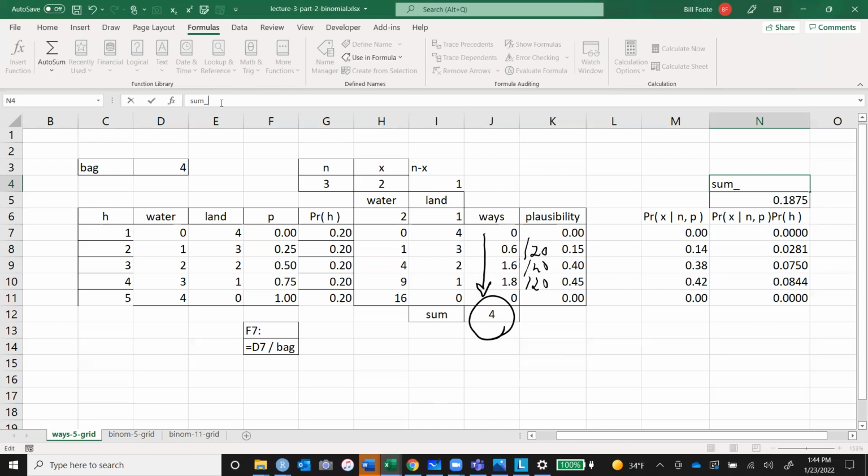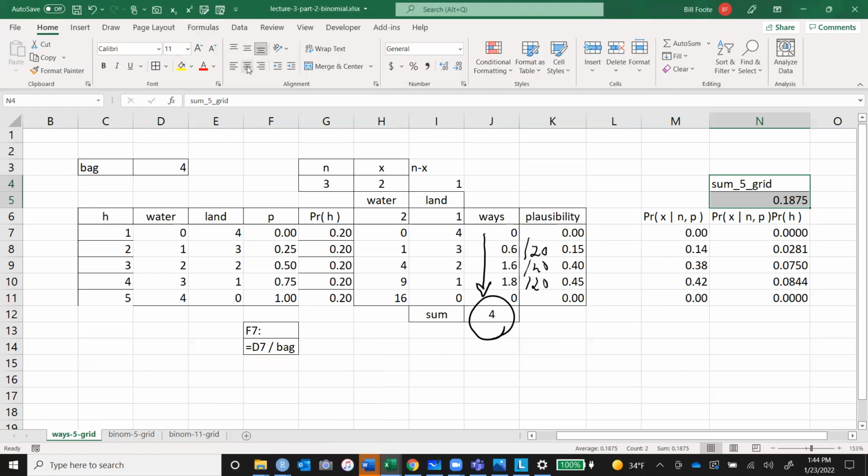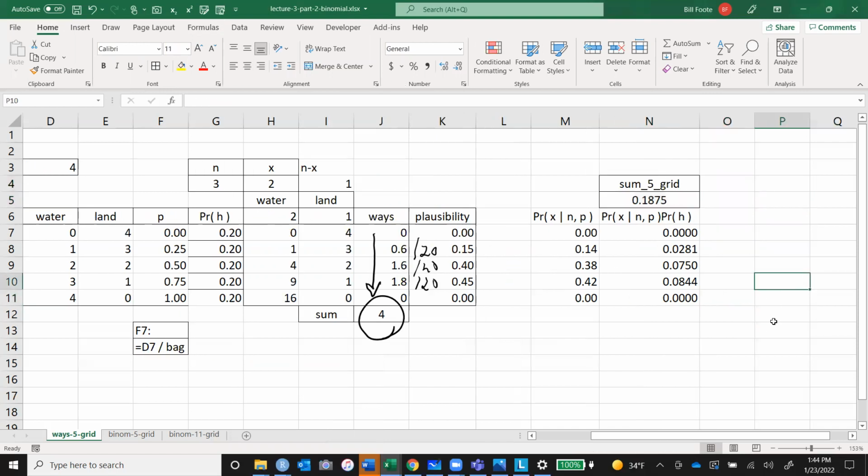let's put in a 5 grid. Okay, so that we have some identification here that's unique. And let's put it like this. Watch how it always goes. Same thing. There we go. And center it. So again, it's easier to read. Okay, cool. And finally, we get PR of H given data.